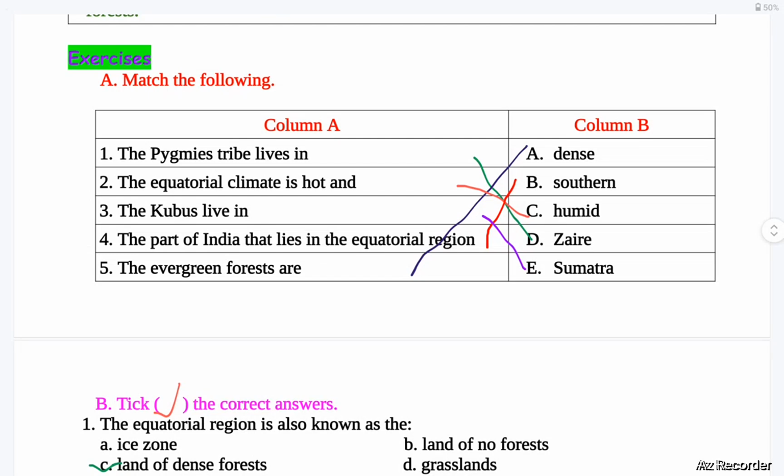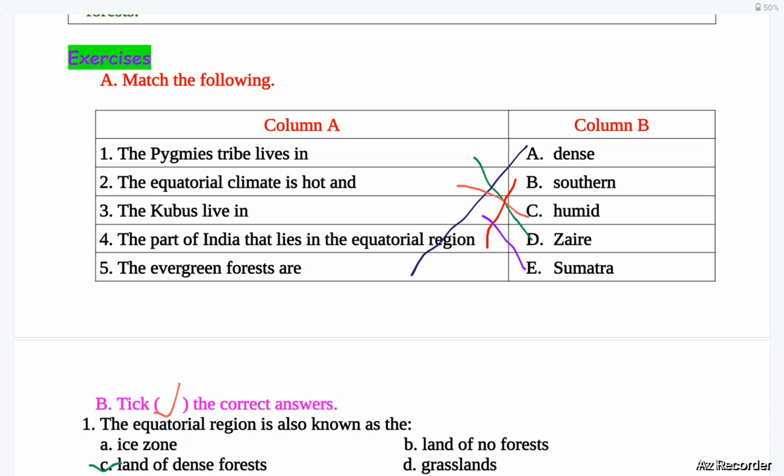Exercise. So first question is, match the following. First question is, the Pygmies tribe live in. The answer is Zaire. Next question is, the equatorial climate is hot and. The answer is humid. Next question is, the Kubus live in. The answer is Sumatra.